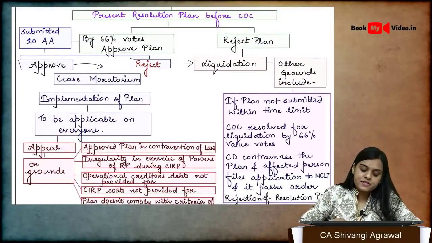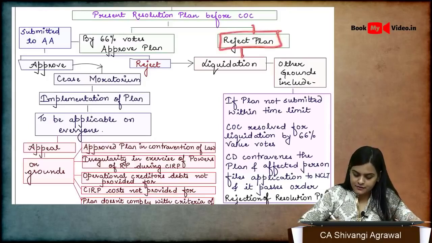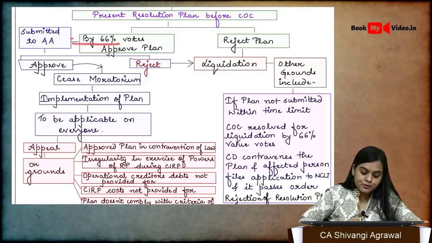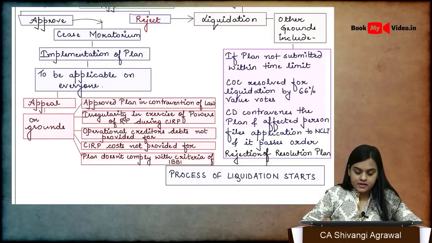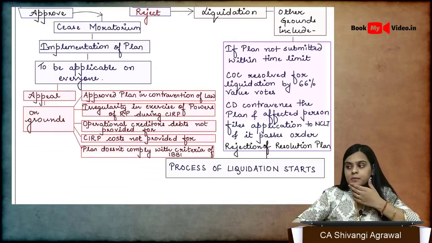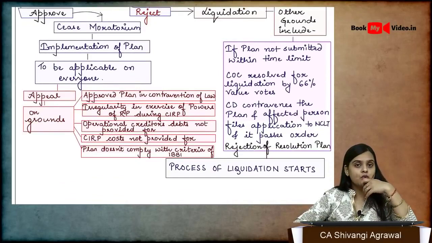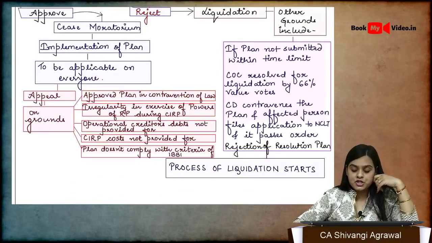Now, if supposedly the COC rejects the plan, then we don't have a choice. It is going to run into liquidation. If supposedly the COC approves the plan but the AA rejects the plan, then also it's going to run into liquidation, right? So we don't have time. What can be the other grounds on which liquidation may start?